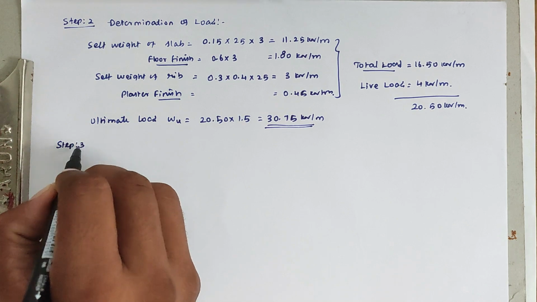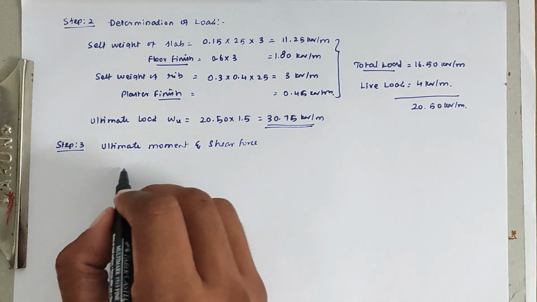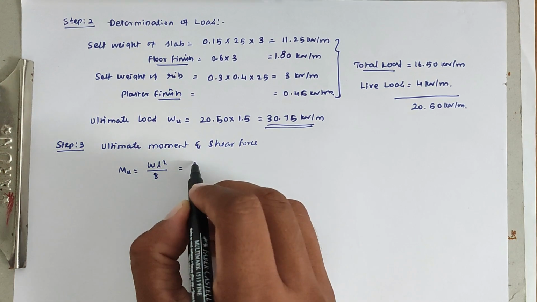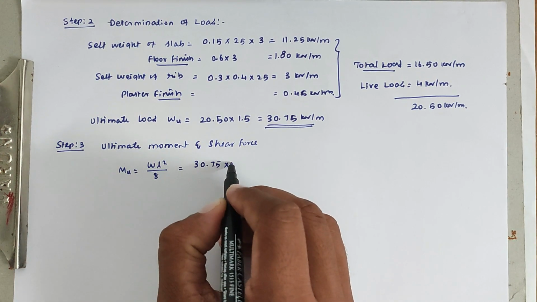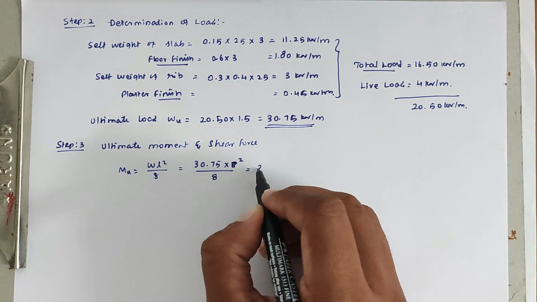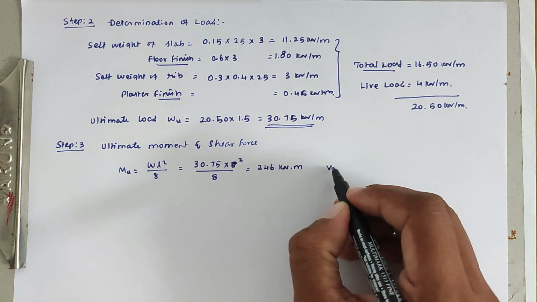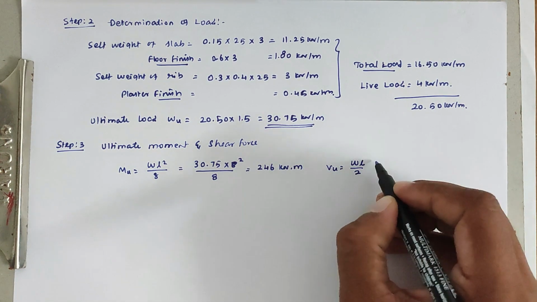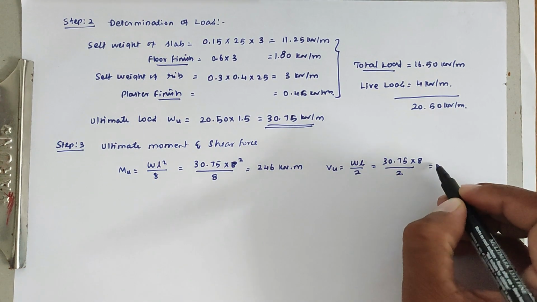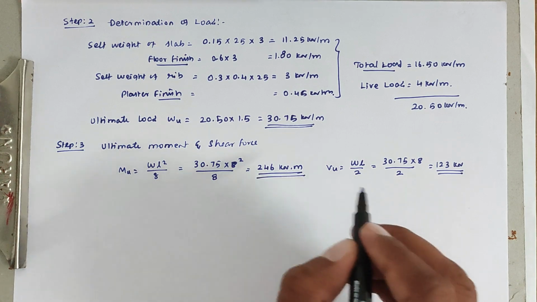Step 3: ultimate moment and shear force. Mu equals W L square by 8. Substituting 30.75 into 8 square divided by 8, we get the value of 246 kilonewton meter. Then shear force Vu equals W L by 2, that is 30.75 into 8 divided by 2, so we get the value of 123 kilonewton. So this is the shear force and this is the ultimate moment.